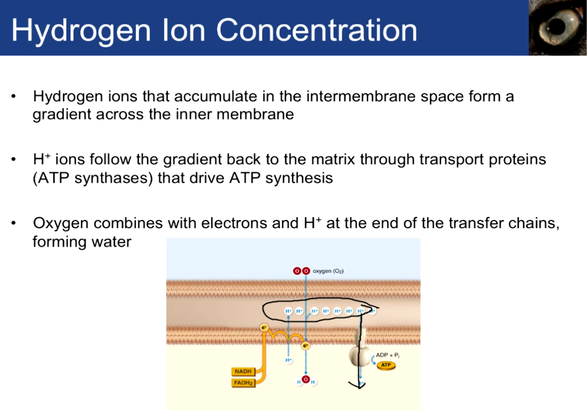Also, oxygen combines with the electrons and hydrogen at the end of the transfer chains, and this is what forms water. And so you can see that here. So oxygen is the acceptor of the electrons, and again, this is the consumption of oxygen in cellular respiration. So you're only going to have this electron transfer phosphorylation in the presence of oxygen. You can't have it in an anaerobic environment.